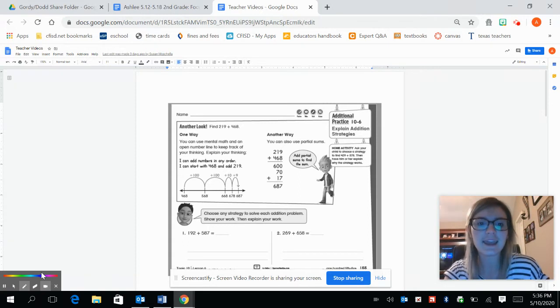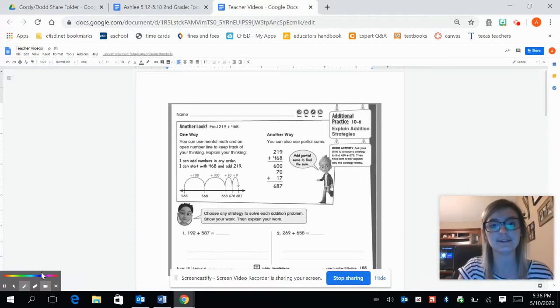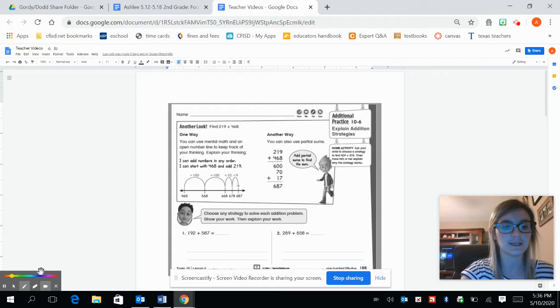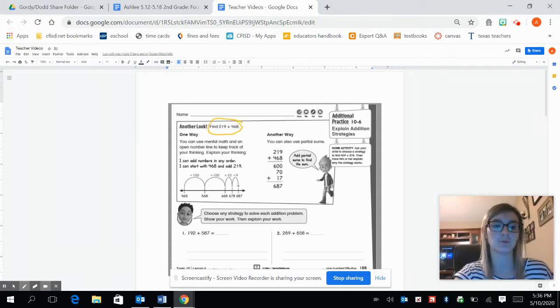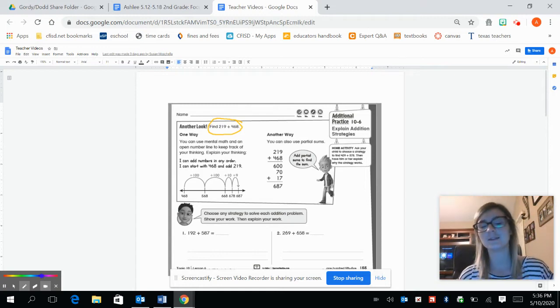It says, I can add numbers in any order. I can start with 468 and add 219, or you can just start with 219 and add 468. So the question we're doing is we're trying to find what 219 plus 468 is. A lot of times when I see people add, they normally start with a bigger number and add the smaller number. However you want to do it is fine. We're still adding the same things, so it doesn't matter if you do it one way or the other.